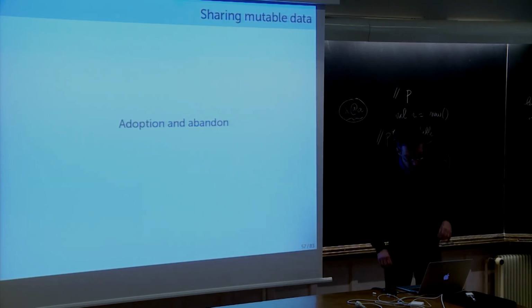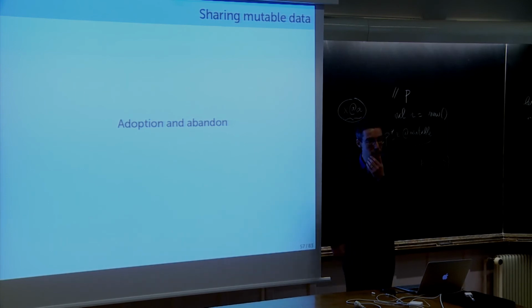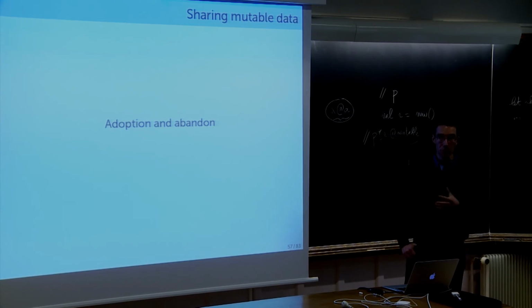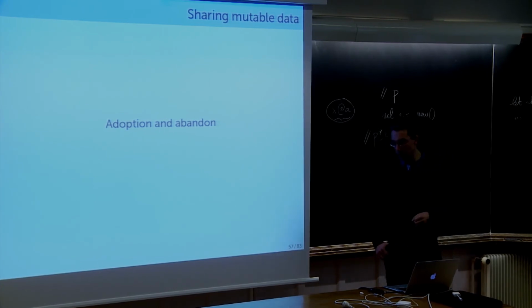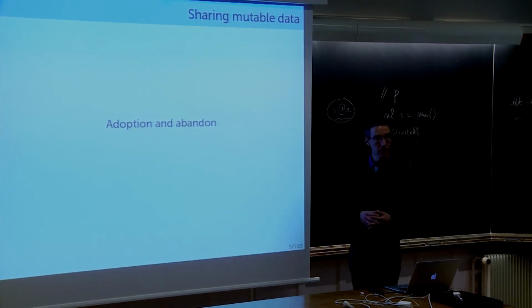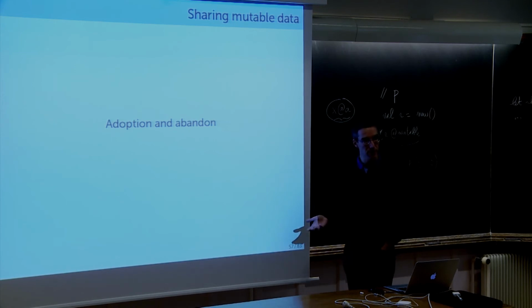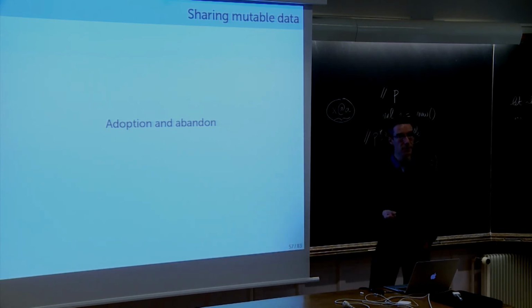So this leads me to adoption and abandon, which is something which Jonathan and I introduced, I think, which is a version of regions with dynamic tests. So it's going to be less precisely typed. There will be potential for errors at runtime if you don't know what you're doing. But in return, we get a simpler static type discipline, which is relatively easy to understand.